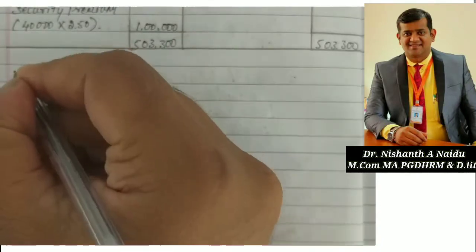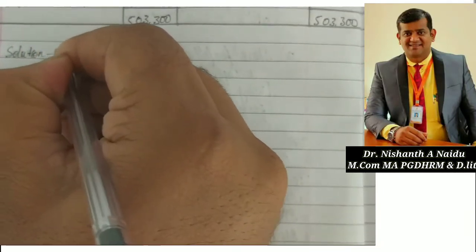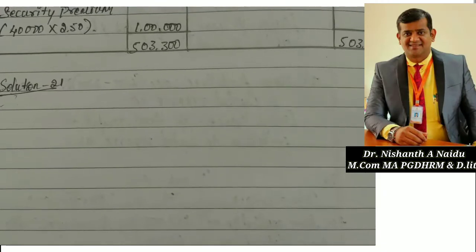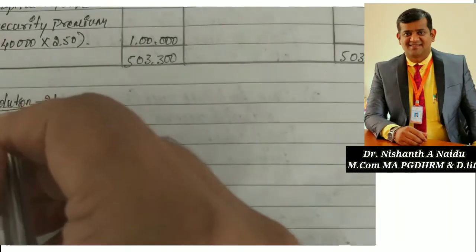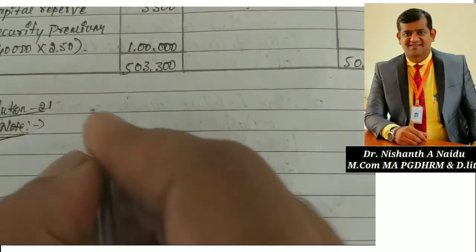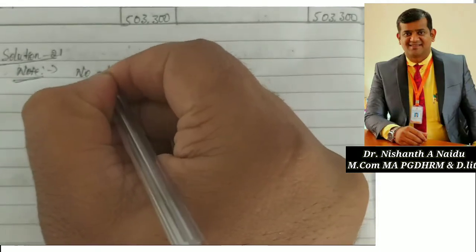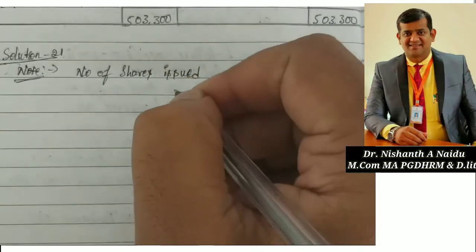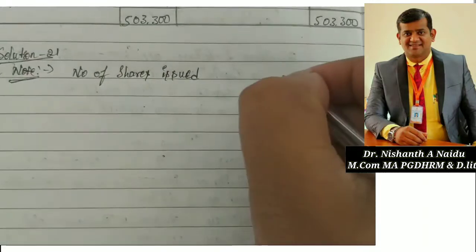Dear students, I'm starting with the solution part. Solution for illustration number 21. First, what we are supposed to do is calculate with a small working note. Let us move towards that note. It is about the number of shares issued. First we write the number of shares issued by the company, that is, offered to the general public. How many shares have been offered to the general public by the company? That is 40,000.